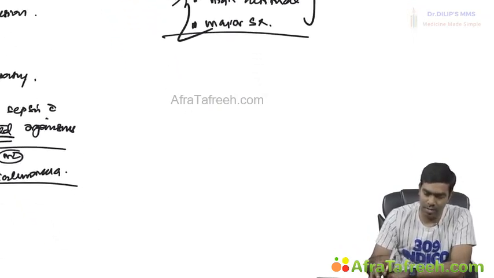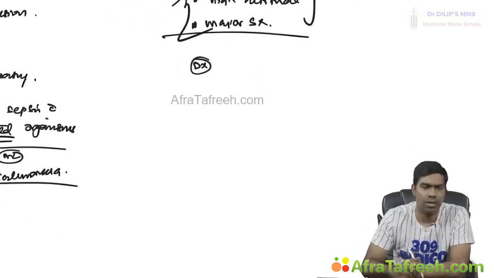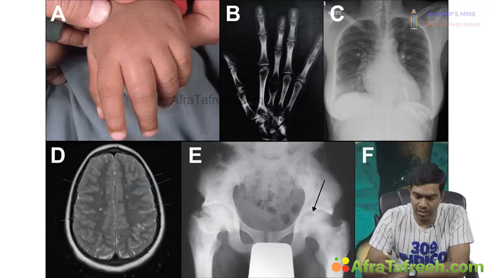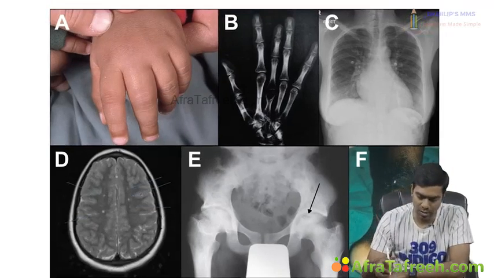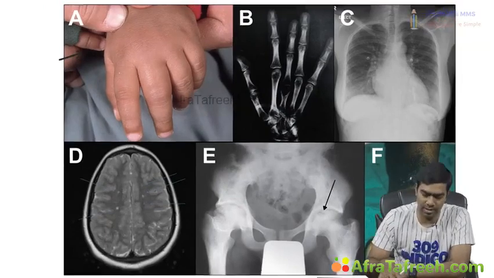And how are we going to establish a diagnosis? Before establishing the diagnosis, we'll see the clinical features of sickle cell disease. These are the clinical features of sickle cell disease. You can see this is the dactylitis.